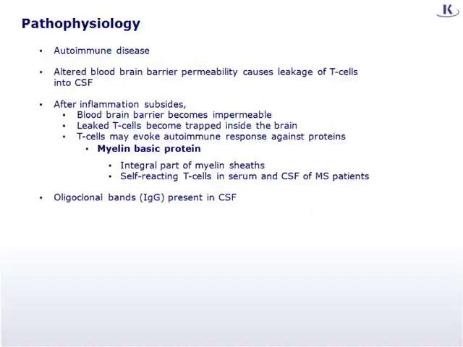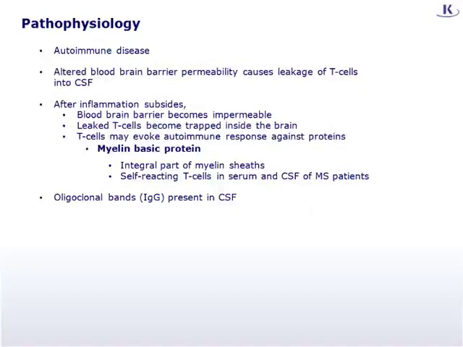Now, after the inflammation subsides, the blood-brain barrier once again becomes impermeable and the leaked T cells become trapped inside the brain. These T cells may evoke an autoimmune response against different kinds of proteins. One of the proteins involved, myelin basic protein, is of importance because it's an integral part of the myelin sheaths. Self-reacting T cells against myelin basic protein have been recovered from the serum and CSF of multiple sclerosis patients.